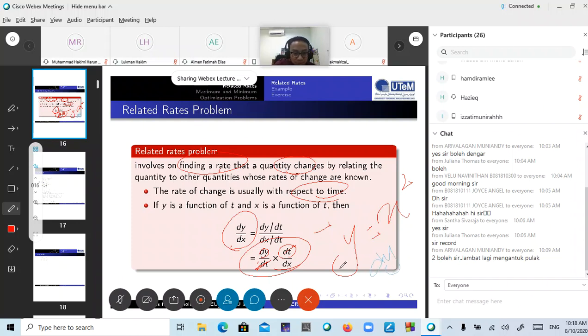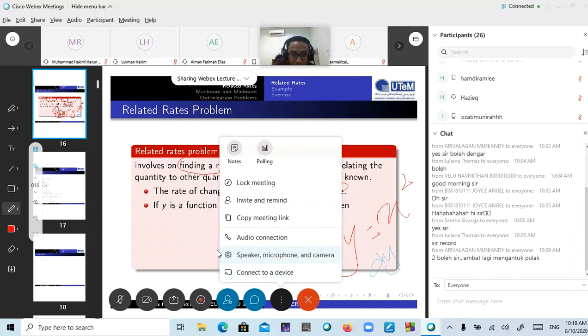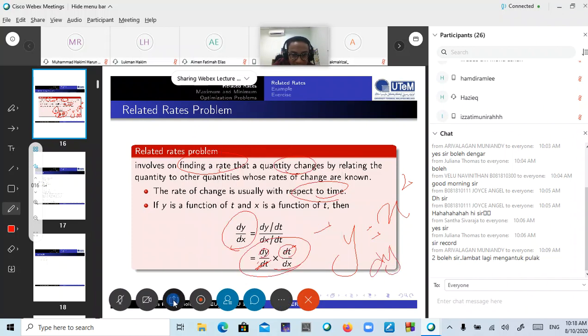Alah, saya buka. Mana dia punya tu? Sekejap.